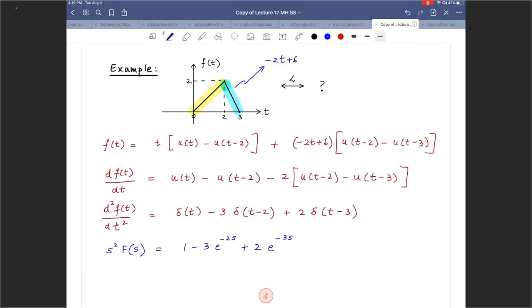And then now we just simplify to rewrite the function in the s domain, in the Laplace domain, as 1 minus 3 e to the negative 2s plus 2 e to the negative 3s divided by s squared, and our region of convergence is going to be all of s plane.